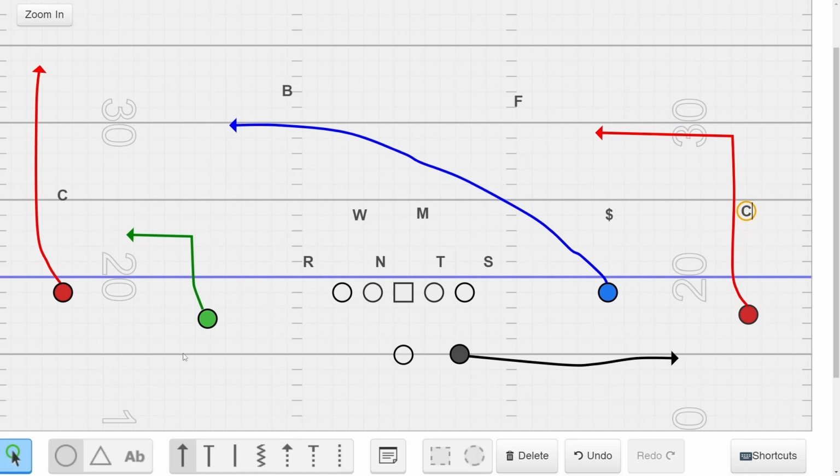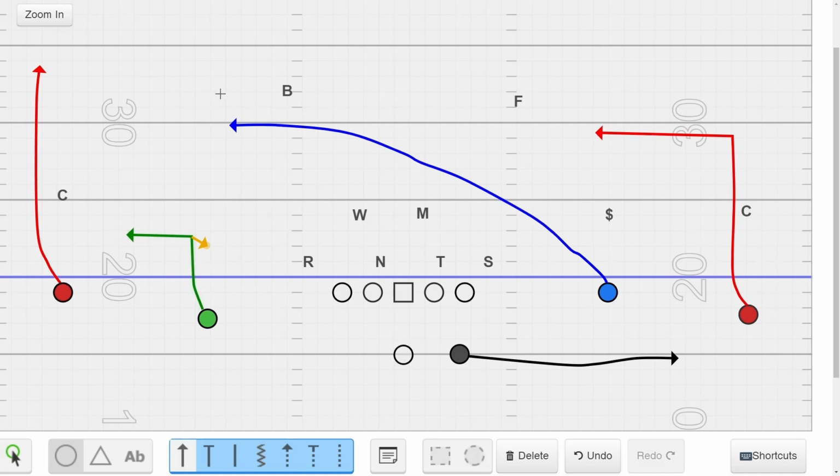So what we start with is we actually start with our H, and he's going to be running a 3 to 5 yard choice route. And if he gets to his landmark and he has no coverage, he's going to sit down. If he has coverage, he's going to break away from it. And 9 times out of 10, he's going to be breaking away from the coverage.